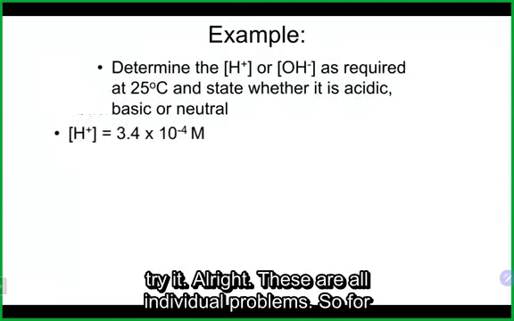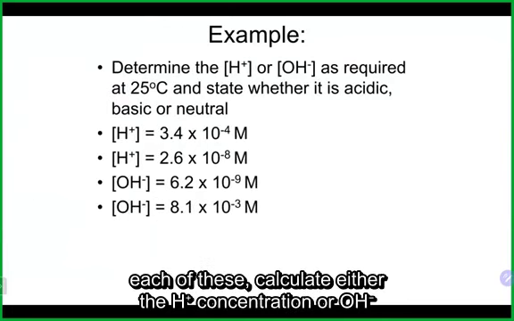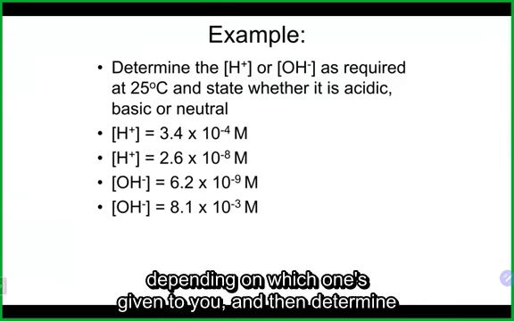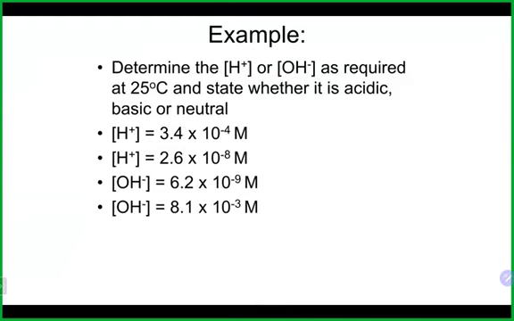All right, well, grab your calculator and try it. These are all individual problems. So for each of these, calculate either the H plus concentration or OH minus, depending on which one's given to you, and then determine, is it acidic, basic, or neutral? And once again, make sure you're using that exponent button.